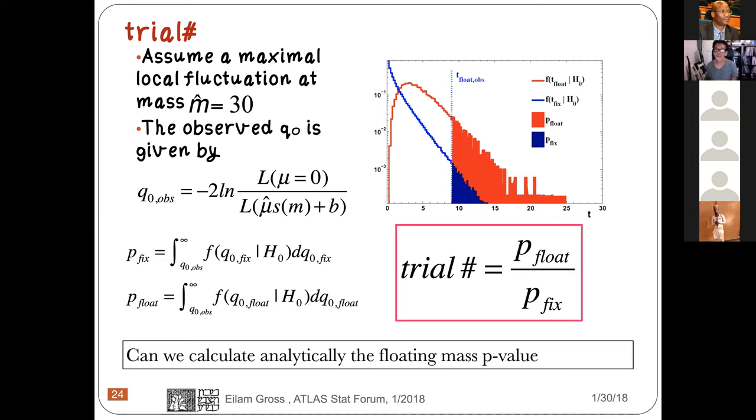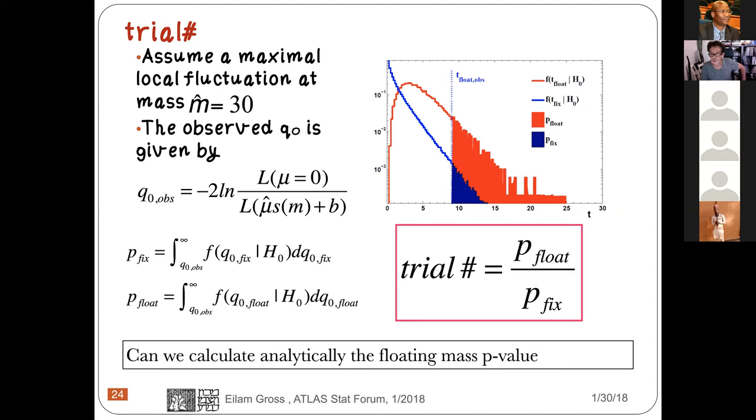So he says, in the block on the slide, it says, can we calculate analytically the floating mass p-value? So I'm asking, what exactly is the mass p-value that we're looking for? No, we don't look for a mass p-value. We ask for a p-value which gives us the probability to have a fluctuation more than the one that we see all over the mass range, not only at a specific mass.